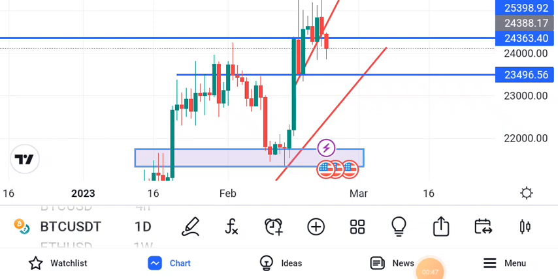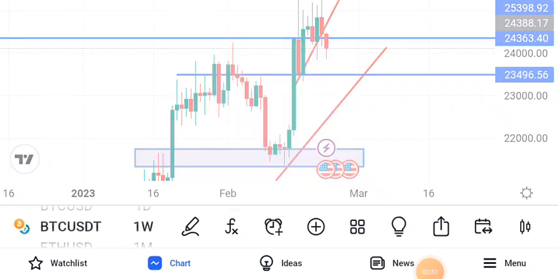So first of all, we'll go on the weekly time frame. Okay, let's go on the monthly time frame. Let me show you something, guys, what I'm seeing on BTCUSDT. So I'll wait for it to load up.